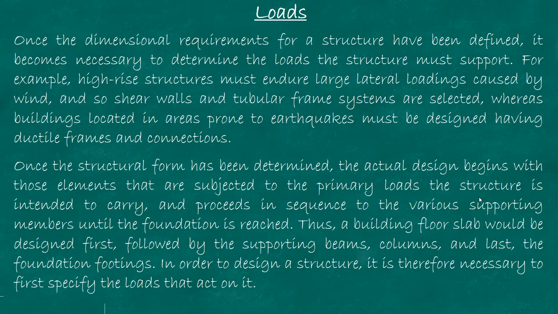Once a structural form has been determined, the actual design begins with those elements that are subjected to the primary loads the structure is intended to carry. And then it proceeds in sequence to the various supporting members until the foundation is reached. If you imagine a building, you start at the roofing. The analysis goes top to bottom. If the roof is a truss, analyze the truss, then use the support reactions to design the column, and so on until you reach the footing.